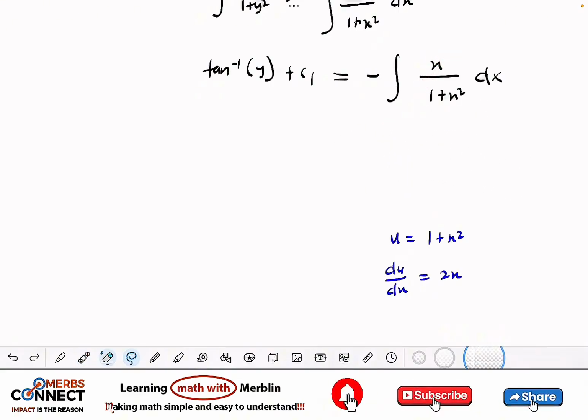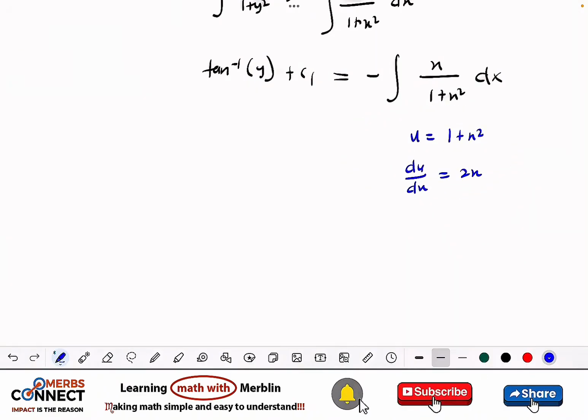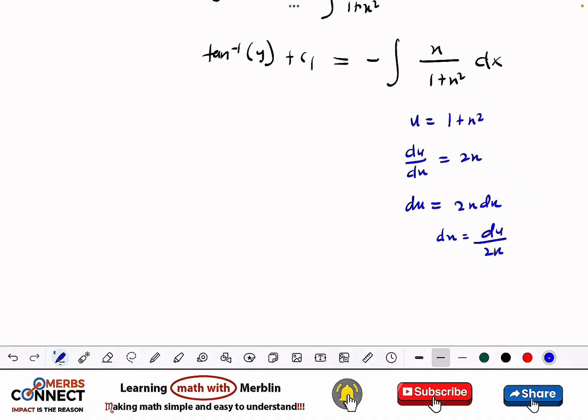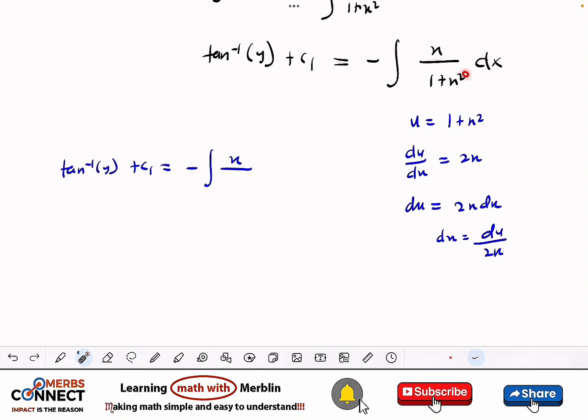So let's use the substitution. When you are not good, or let me say you are going to get confused, you just use substitution and then you just go. So this is going to give us this, and then du will be equal to 2x dx, and dx will be equal to du over 2x. So it means that I'm going to have tan inverse of y plus c1 equal to minus x divided by, now 1 plus x squared is equal to u.